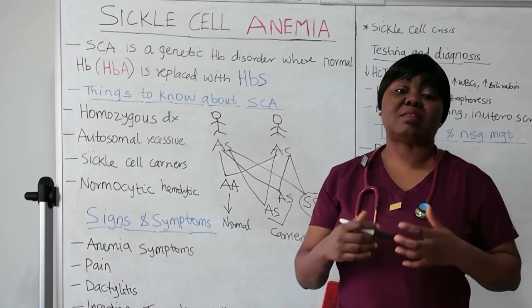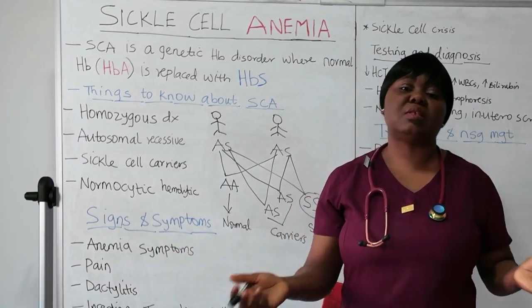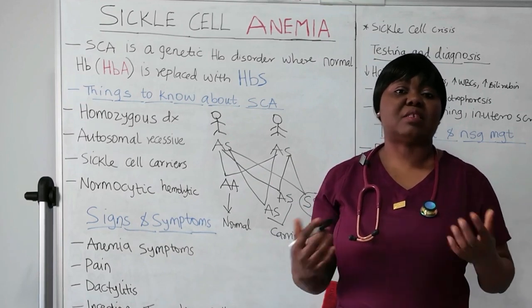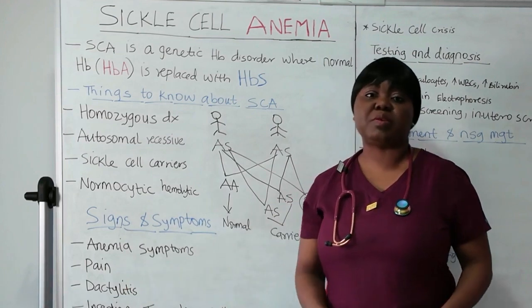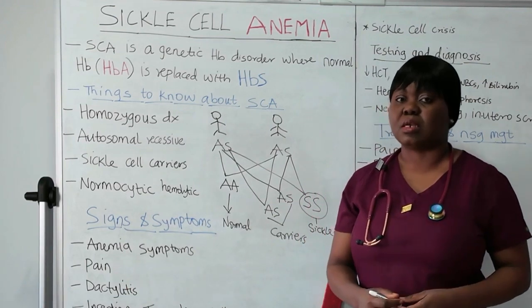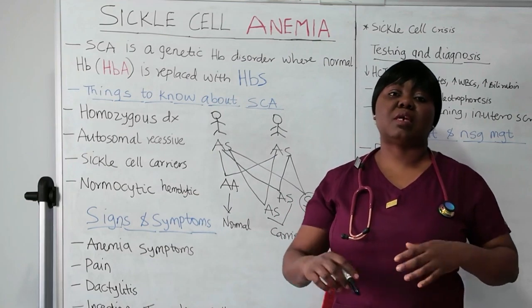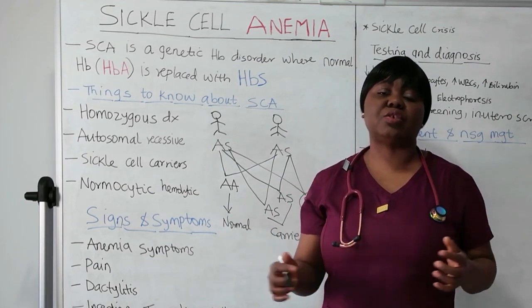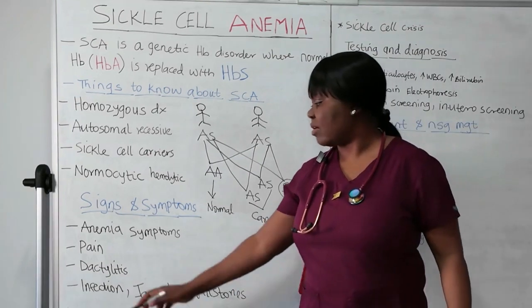From the word anemia attached to sickle cell, they are going to manifest anemia symptoms like dizziness, shortness of breath, pallor, fatigue. So you see some of those signs and symptoms. Another thing is pain. Pain is a big one, especially during crisis. Then another sign and symptom is dactylitis. So dactylitis has to do with swelling around the hands, around the feet, like the extremities, especially in children and in infants. And then we have infection.